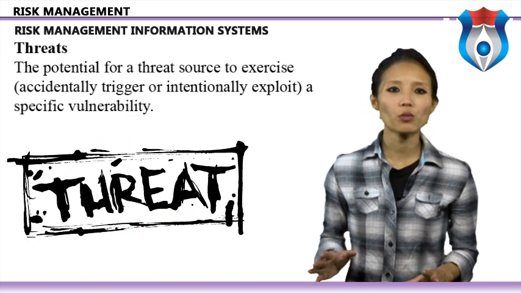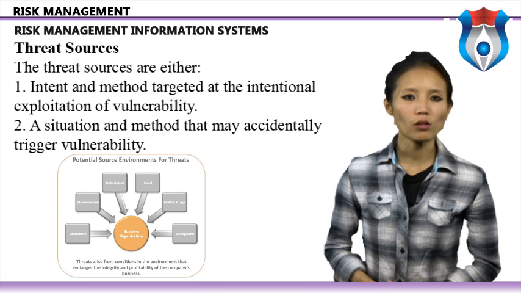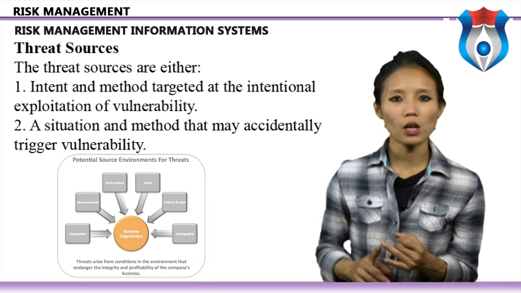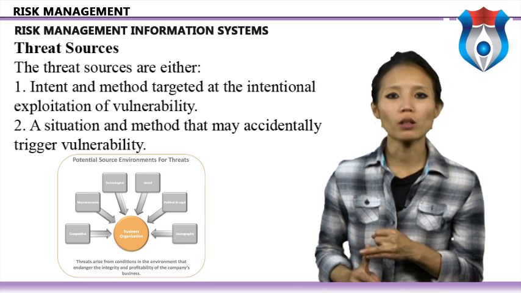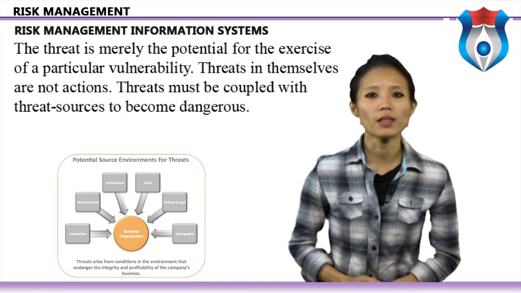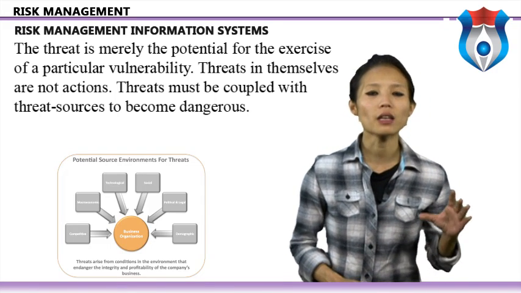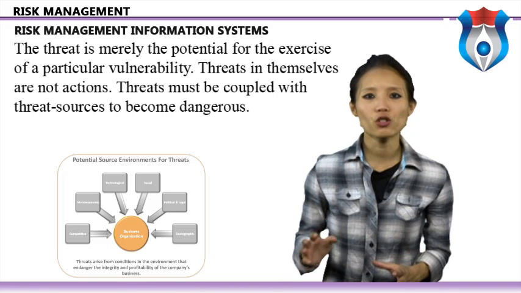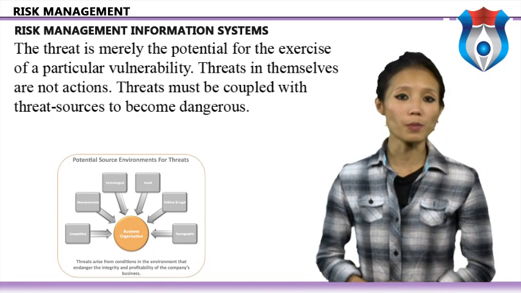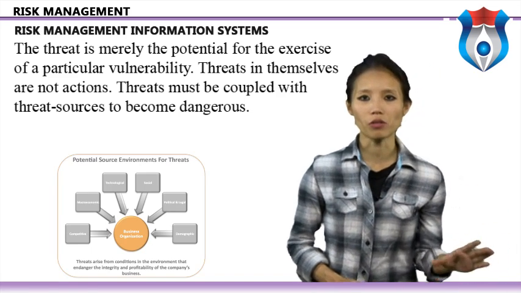Threats. The potential for a threat source to exercise accidentally, trigger, or intentionally exploit a specific vulnerability. Threat sources. The threat sources are either intent and method targeted at the intentional exploitation of a vulnerability, or a situation and method that may accidentally trigger a vulnerability. The threat is merely the potential for the exercise of a particular vulnerability. Threats in themselves are not actions. Threats must be coupled with threat sources to become dangerous. This is an important distinction when assessing and managing risk, since each threat source may be associated with a different likelihood, which, as will be demonstrated, affects risk assessment and risk management. It is often expedient to incorporate threat sources into threat.